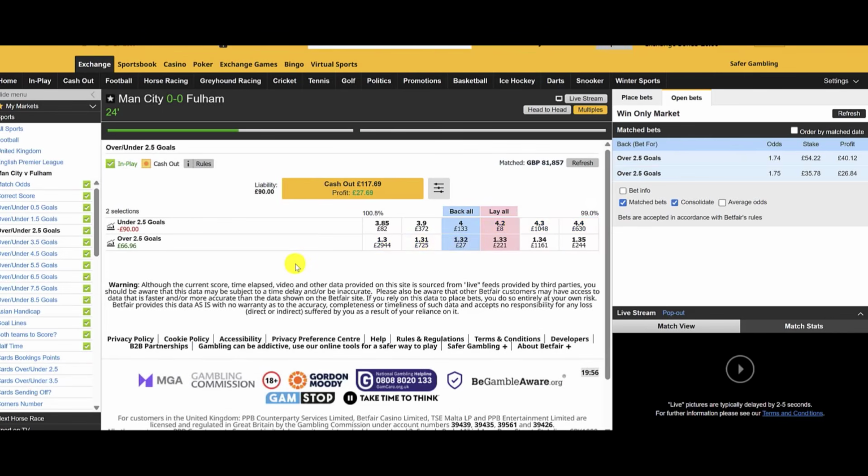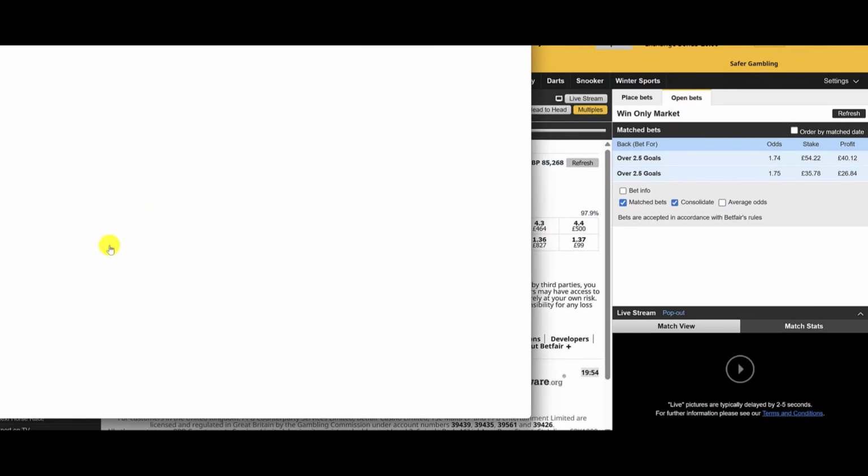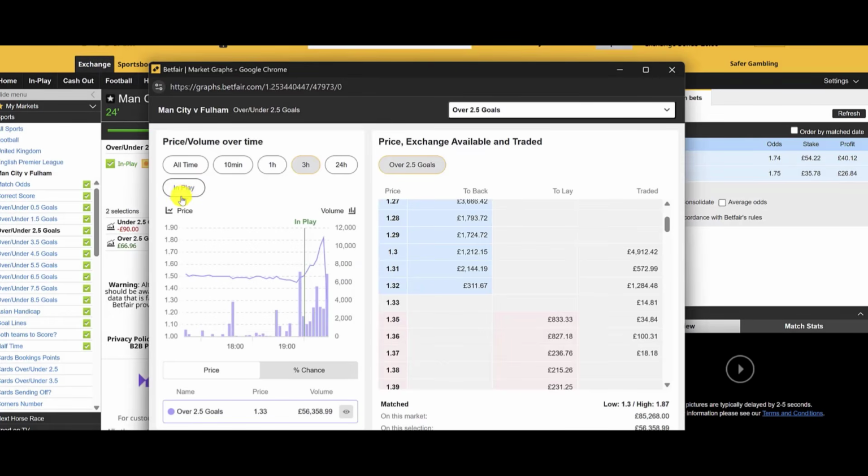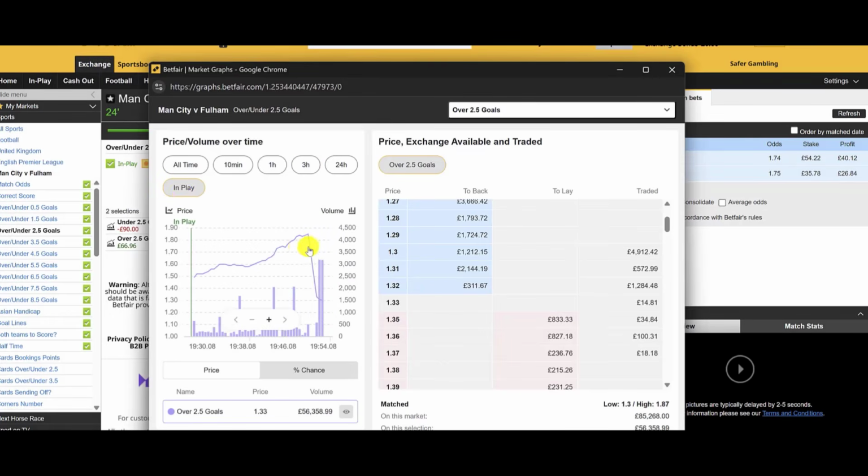24 minutes on the clock. I said it was coming. The goal has arrived. Man City have just taken the lead. This is how the over 2.5 goals market looks. Now you can see the over 2.5 goals price has shortened somewhat after that goal. Let's click on that. So we wouldn't have hit the 2.0. We wouldn't have hit the 2.0. So I made the right decision at the right time to move and get involved.